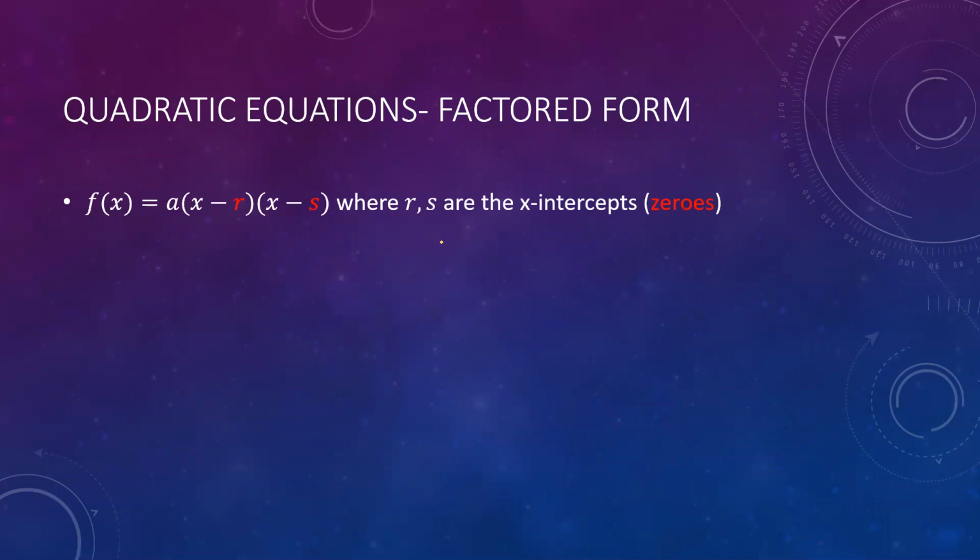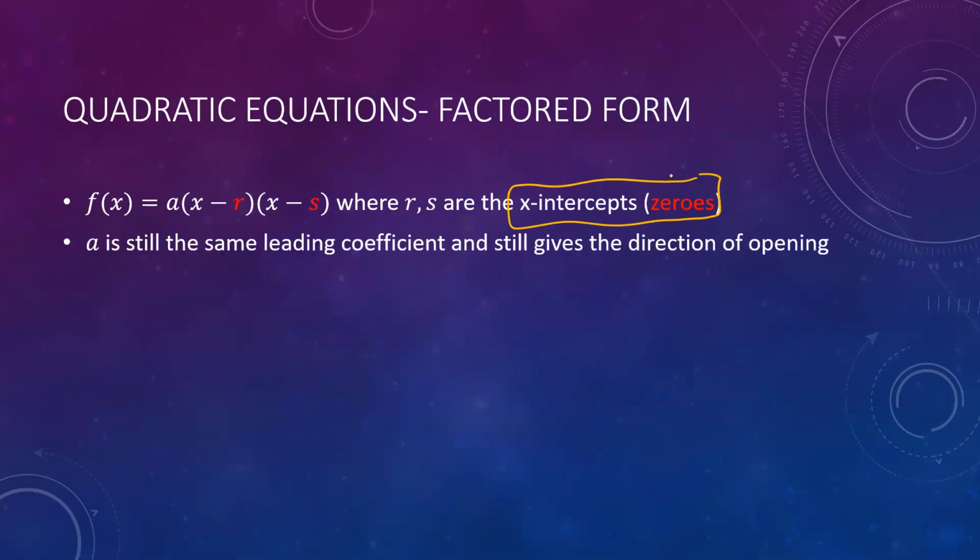So in factored form, we have f at x is equal to a times x minus r times x minus s, where r and s are the x-intercepts. So in factored form, we actually specify what the x-intercepts are. This is going to be really helpful to us because if we know where the x-intercepts are, then we can have an idea of what the graph looks like.